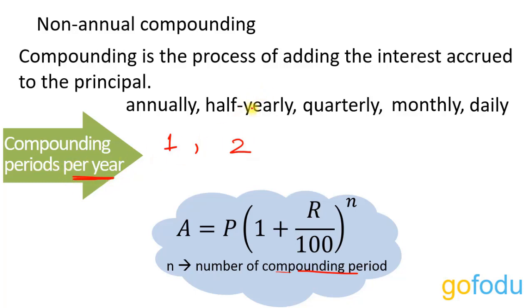There are 2 half years in a year, so the value of n would be 2. In case of quarterly compounding, there are 4 quarters in a year, so the value of n will be 4. Each quarter is of 3 months. In case of monthly compounding, compounding periods would be 12, and for daily, the value of n would be 365. Along with n, r will also be affected by the change in compounding period.